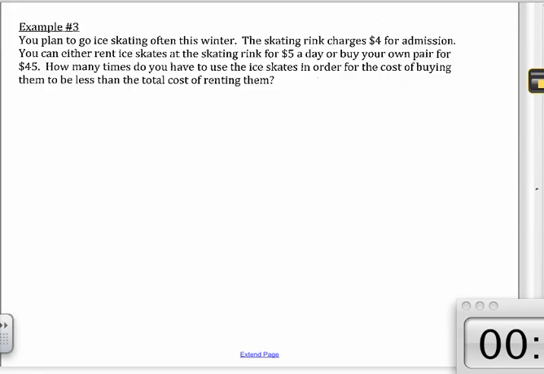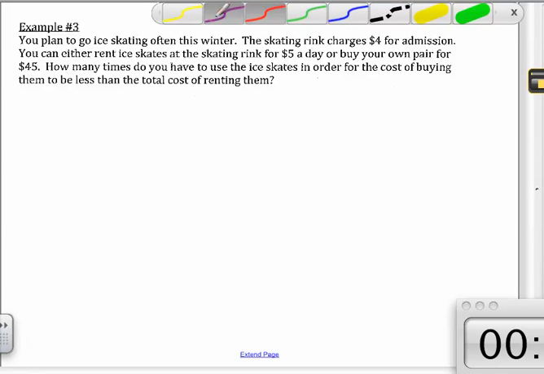Okay, guys, example number 3. Here we go. Now, let's see what this one says. You plan to go ice skating often this winter, Kai. Not just inline skating earlier today. We're going ice skating too. All right? Pretty excited about that.